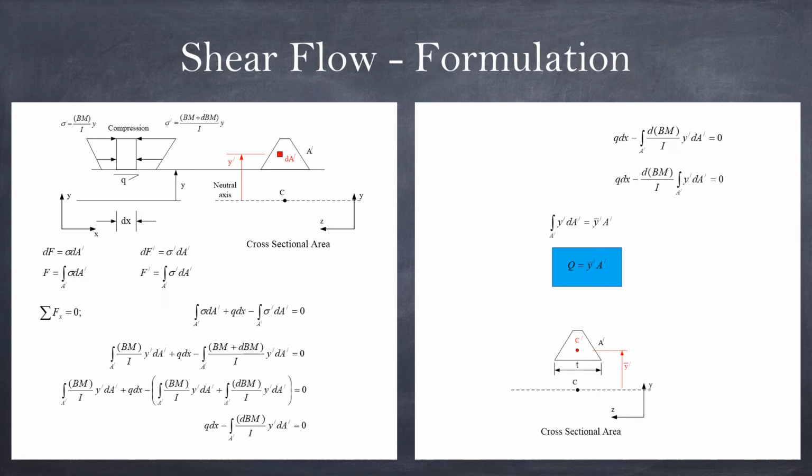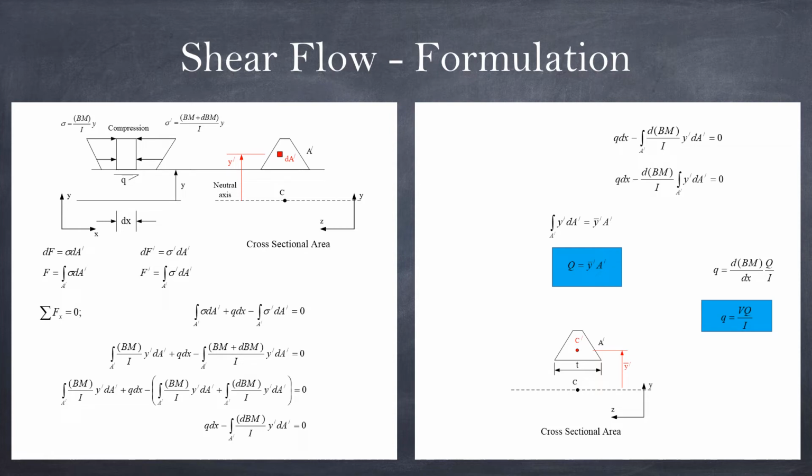Rather than having the picture on the top right of the left hand side, rather than talking about y prime and A prime with the integration, we can reduce it to y bar prime times the area A prime itself, right? Which is a more familiar term that we work with. And of course, differentiation of the bending moment by dx, where it varies with x, then we get the shear, right? And we have a simple expression for the shear flow, right?